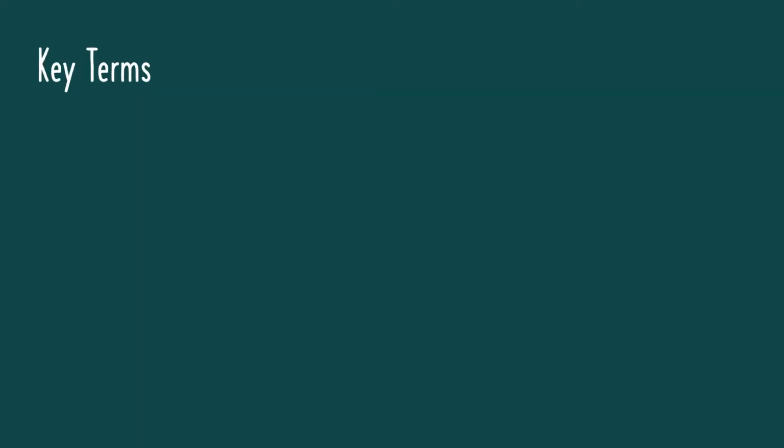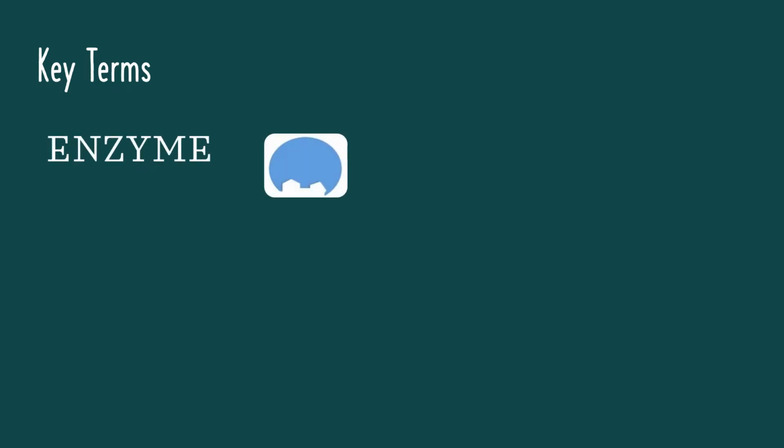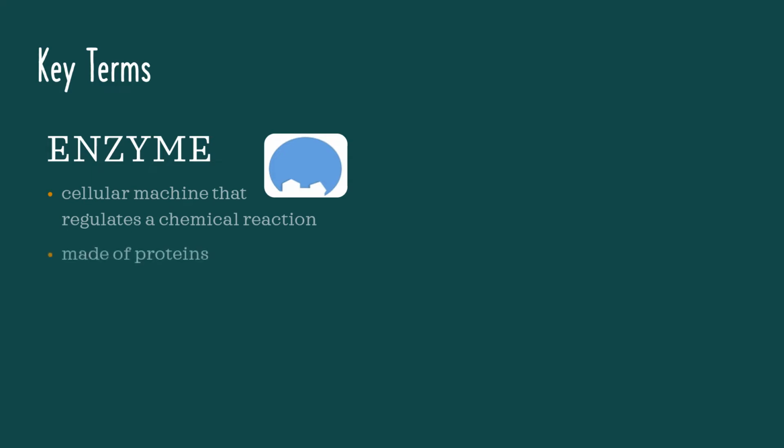The first key term related to enzyme function is enzyme. An enzyme is a cellular machine that regulates a specific chemical reaction. There are multiple enzymes in your body, each responsible for regulating its own unique chemical reaction. Enzymes are made up of proteins, and to rely on this indelicate analogy, you can think of an enzyme as eating its own substrate and performing a chemical reaction to convert that substrate into a product that it then poops out.